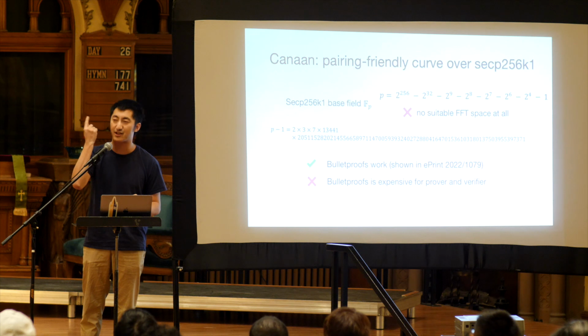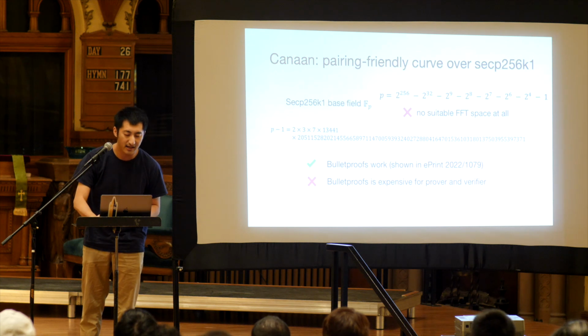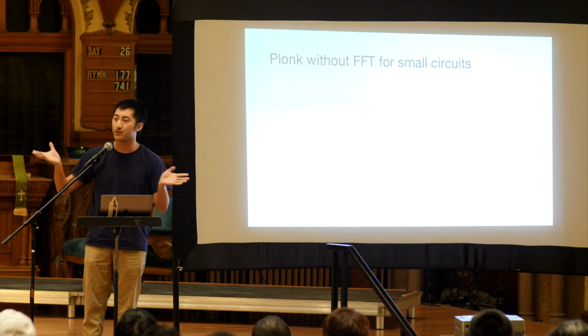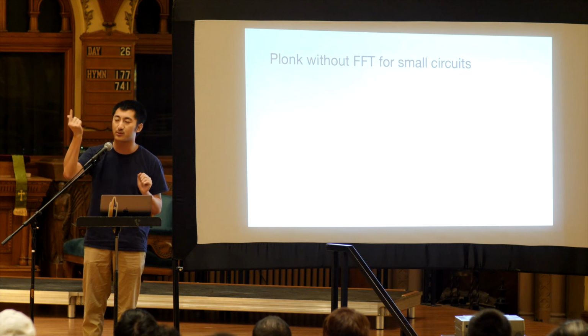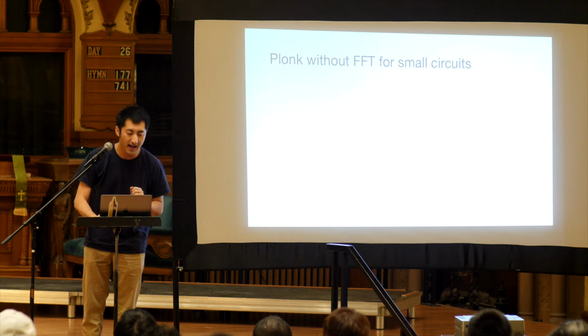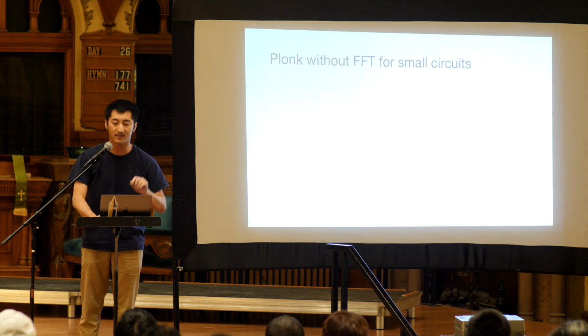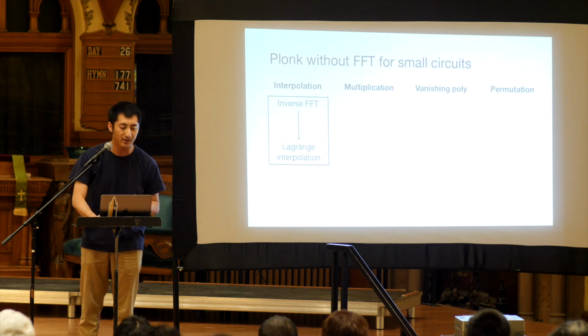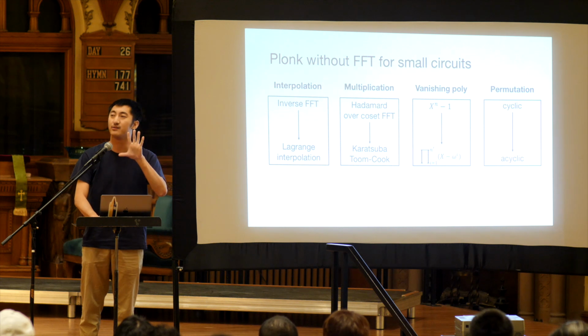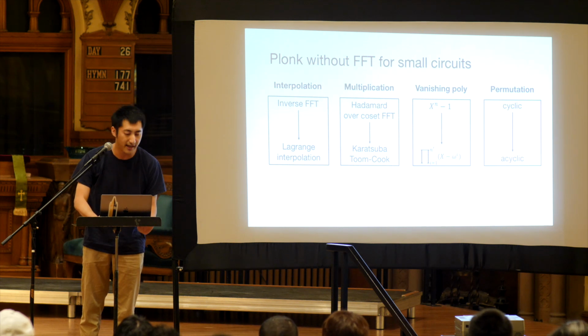The problem is that although Bulletproof works very nicely, and we already have that in production, Bulletproof has long verification time and long proving time. And so we are thinking whether or not we can just use PLONK or Groth16, because they have fast proving and fast verification. If the circuit is very small, in our case verifying a signature, then what you can do is try to find a way to bypass all the FFT limitation.